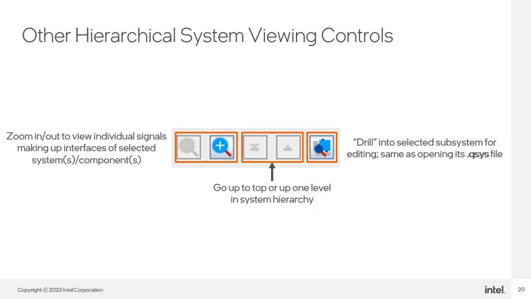Though not specifically used just for subsystems, the zoom buttons in this toolbar let you zoom into the individual signals that make up interfaces, either the interfaces in the current .qsys file or the exported interfaces of a subsystem. Zooming in displays a list view of the individual signals. As mentioned earlier, use the Block Symbol tab to see individual interface signals graphically.